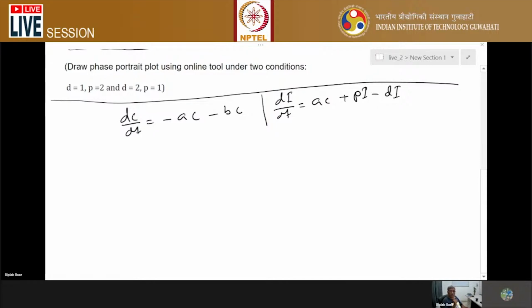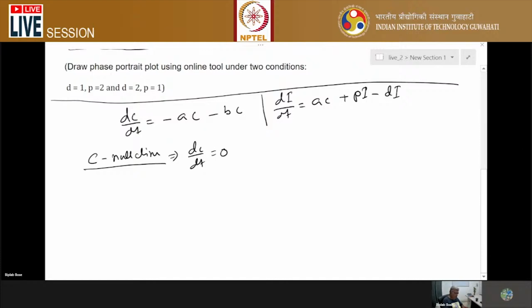Anyway, you can do that. First, and remember, please practice drawing null-line plots. This is important to learn the subject as well as for exams. So what is a null-line plot? First, I will do the C null-line. By definition, the C null-line will be where dC/dt equal to 0.